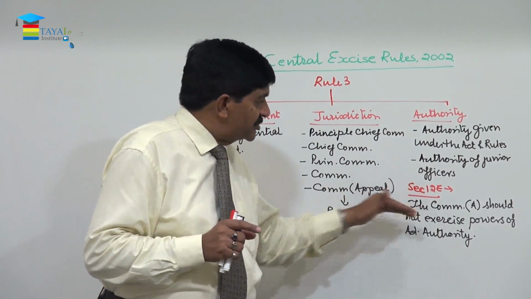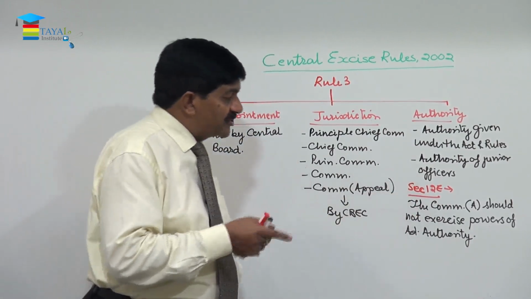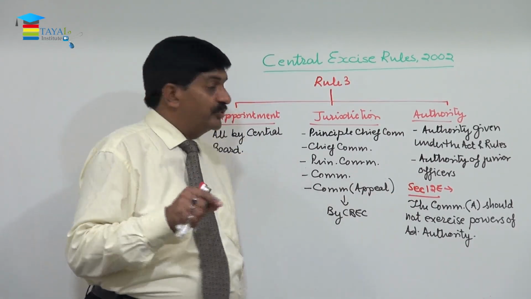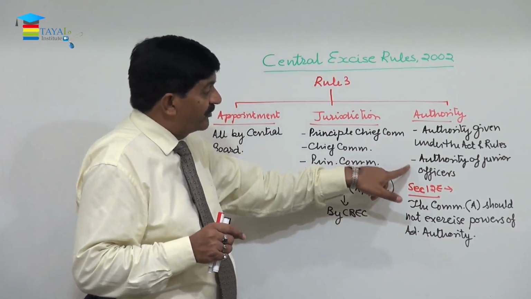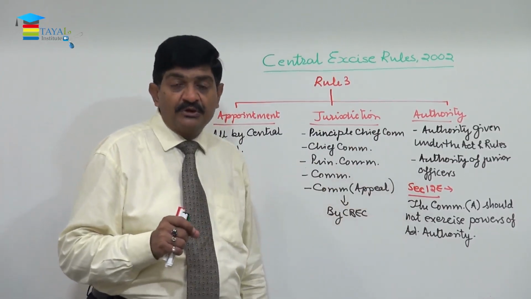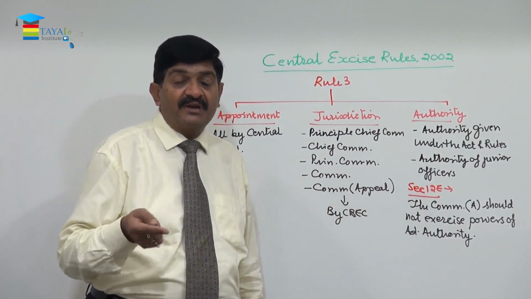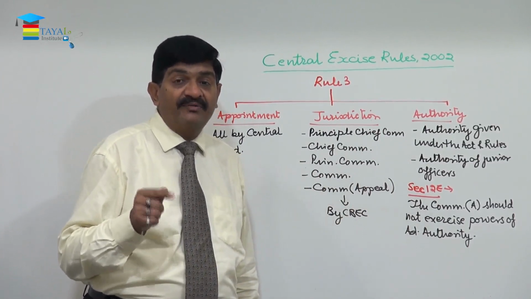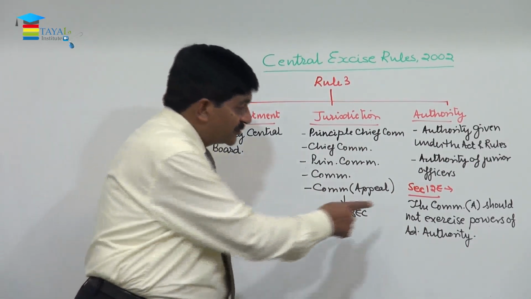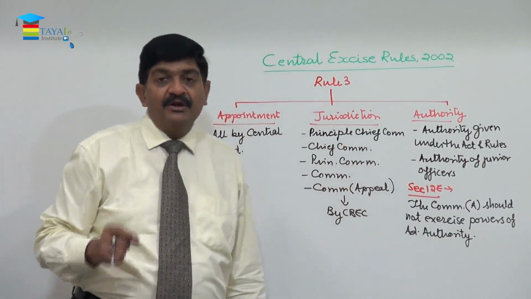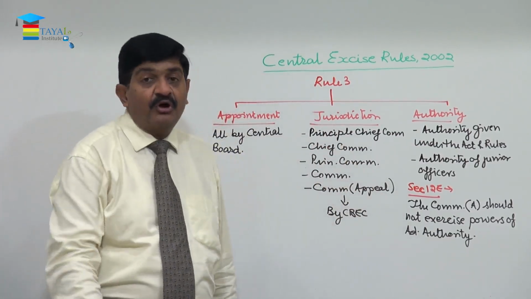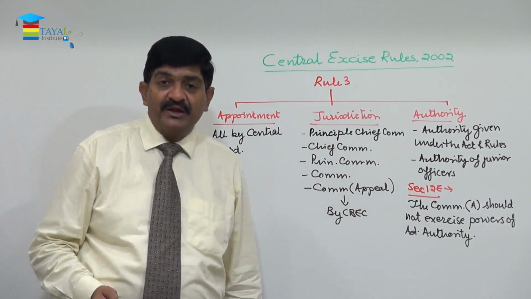So that's why section 12E says that the commissioner appeal should not exercise the powers of adjudicating authority. And this is because of this provision, which is a part of rule number 3 also. This says that every officer is having the right to exercise the power of his subordinate officer also, but subject to this, that the commissioner appeal should not exercise the powers of the adjudicating authority.